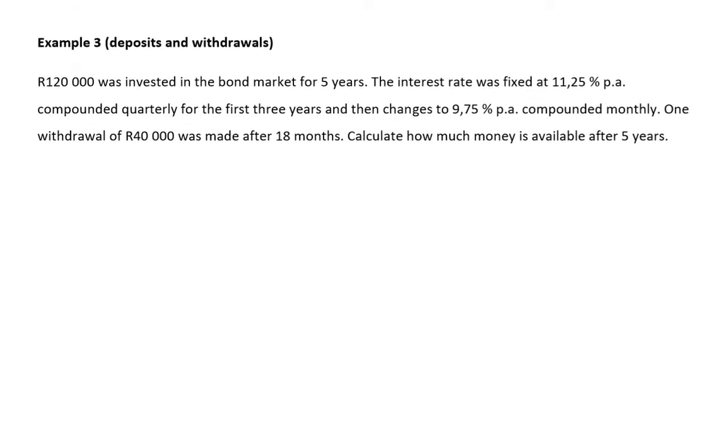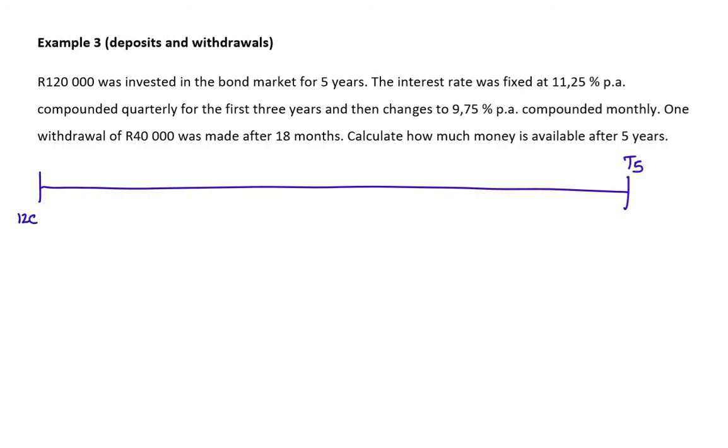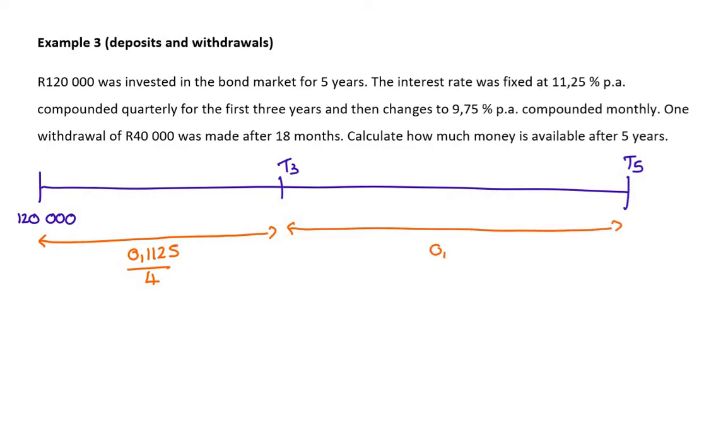What happens if you did deposits and withdrawals? So 120,000 Rand was invested in the bond market for 5 years. Okay, so 5 years. 120,000 Rand is invested. The interest rate is 11.25% compounded quarterly for the first 3 years. So let me write down my interest rate. That is 11.25 compounded quarterly, and then it changed to 9.75. So just be careful, it's 0.975, not 0.9, compounded monthly.